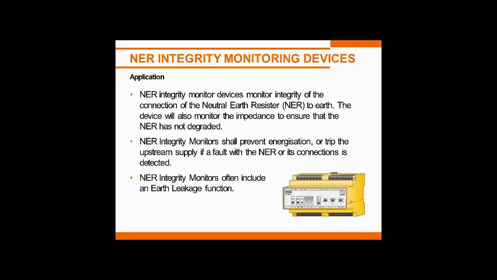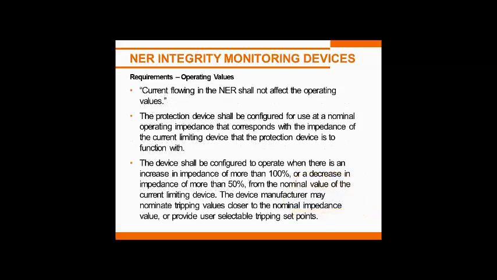Usually they're associated with an earth leakage function as well, because while you're monitoring the neutral to earth resistor, you may as well look at the earth leakage going through that resistor, and you can detect at the same time. Basically, if it does find a problem, then it trips an upstream relay to take the power off the system. And the requirements are that any current flowing through the earth shall not be affected by the operating values.